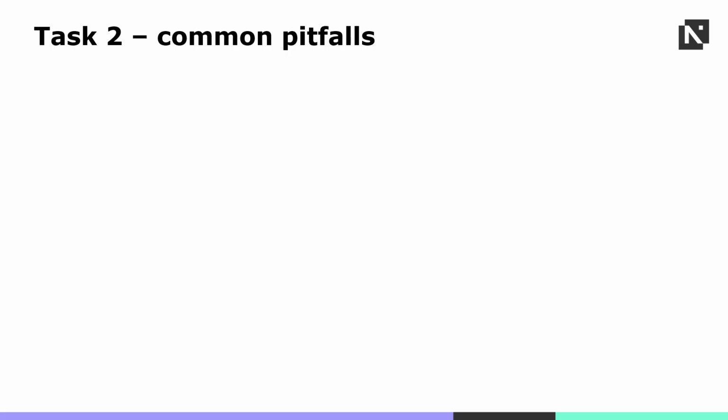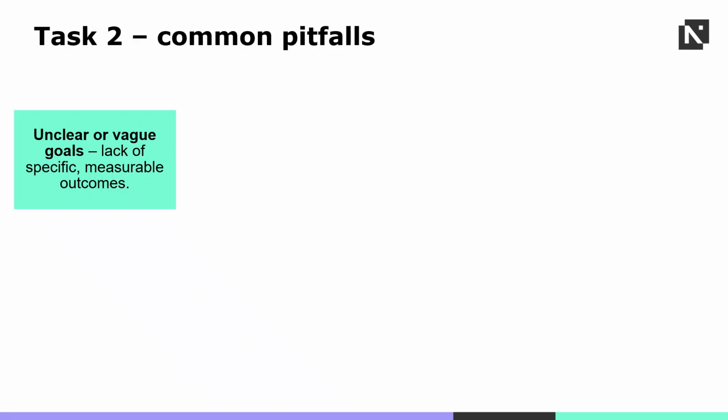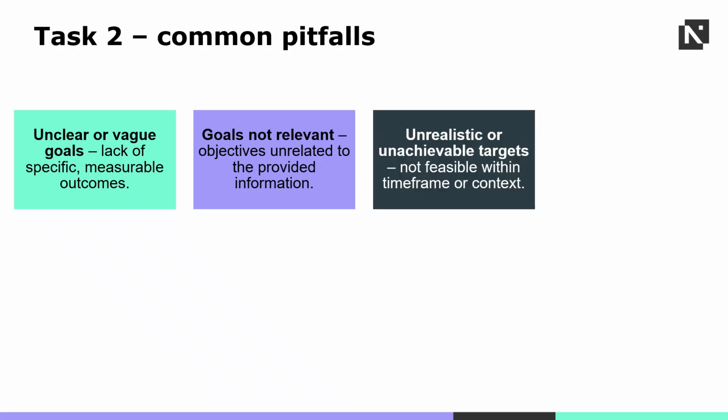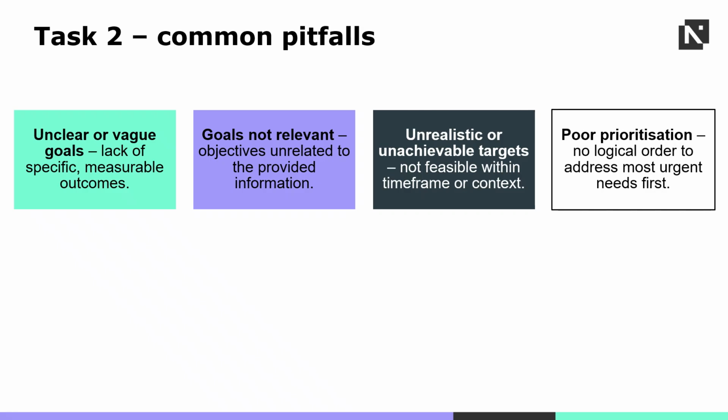So let's explore common pitfalls with task 2. Common issues are unclear or vague goals, so the wording isn't specific or measurable, so we can't tell what success would look like. Goals are not relevant. The goals don't flow from the information given, it's disconnected from the identified needs. Unrealistic or unachievable targets. Targets ignore the time frame or the context, so they can't be met within the assessment window. Poor prioritisation. The ordering doesn't reflect urgency or importance. The most pressing needs aren't addressed first.